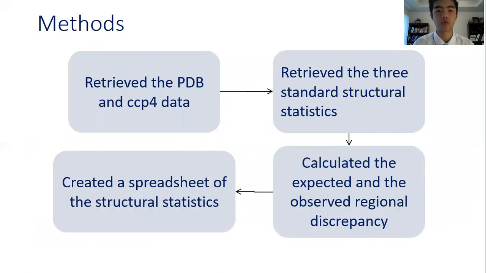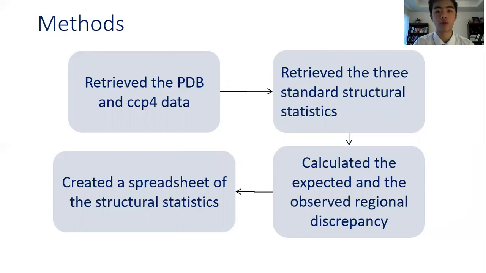So the first 2 files were fetch PDB and fetch CCP4, which, as their names suggest, retrieve the PDB and the CCP4 data. Now, the difference between these two types of data is that PDB refers to the structural characteristics of the entry, and the CCP4 data refers to the electron density map data, more specifically the FO minus FC data that would then give me information about the deviation between the observed and the calculated positions of the electrons, which I then used to find the fourth statistic, the regional discrepancy.